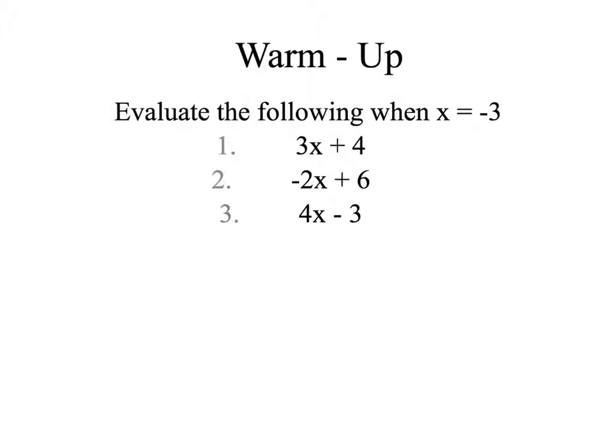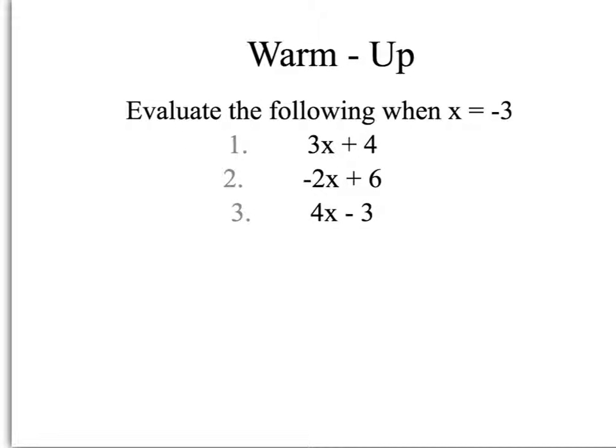So today we're going to be looking at x and y intercepts on a graph, but before that we want to do some basic evaluating. So in the warm-up, x equals -3. Everywhere in the problem where I see x, I'm going to plug in -3. So 3 times -3, because I'm plugging that in, plus 4. That's -9 plus 4. -9 plus 4 is -5, and that's my answer to the first one.